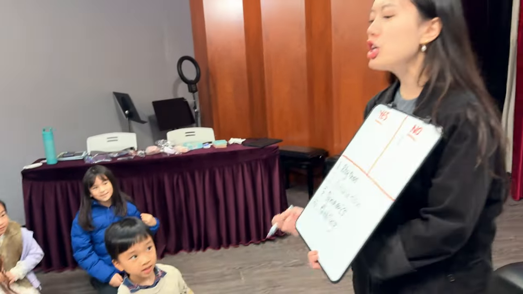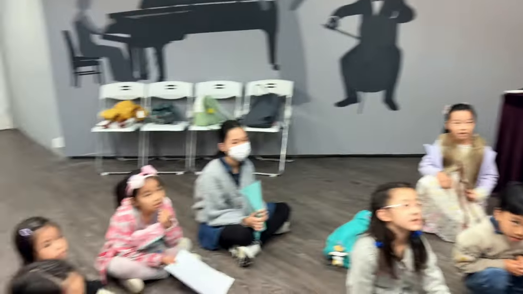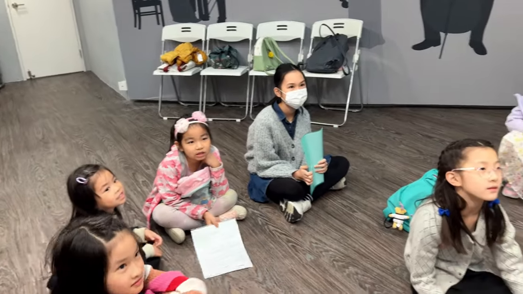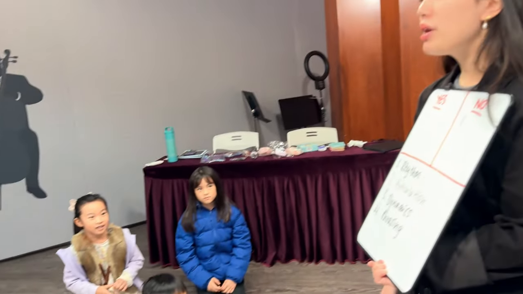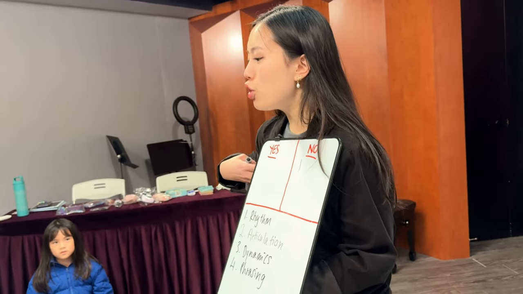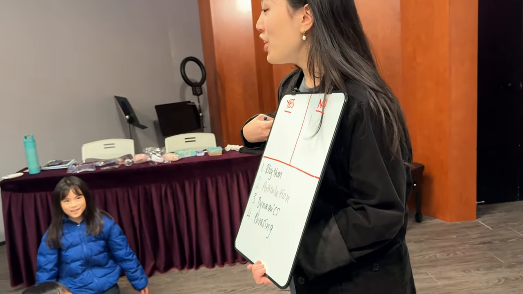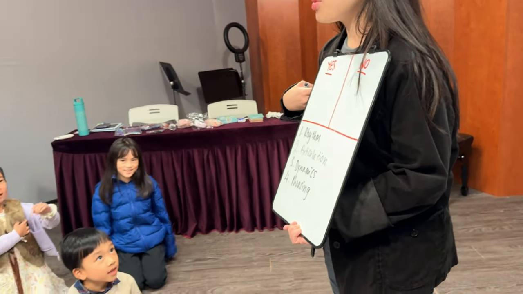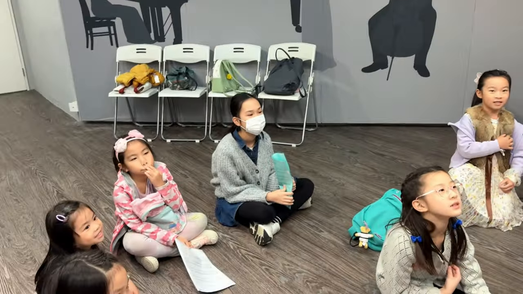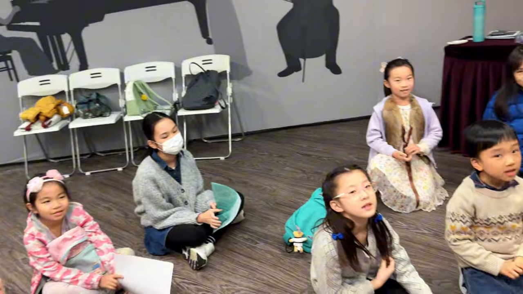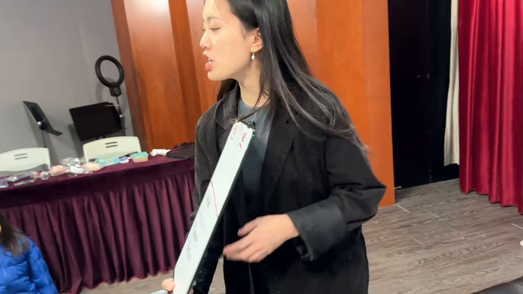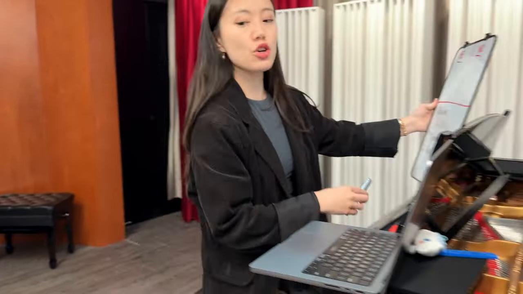All right, number two. We have articulation. Everyone repeat after me. Say articulation. So the best way to remember how to say articulation is article. So everyone do it for me. Articulation. Okay, one more time. Articulation. Good. Now what is articulation, everyone? Articulation is staccato, slurs, and legato. It's how to touch the key.